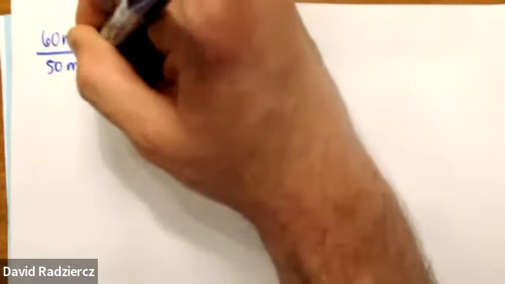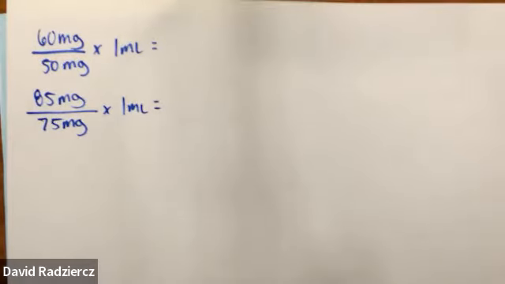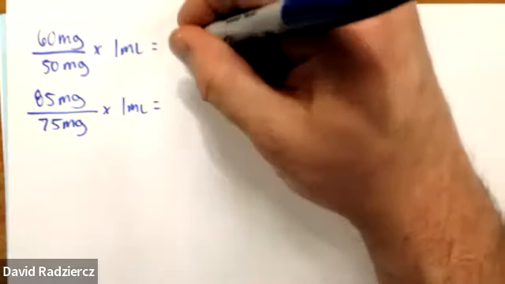And what I have available for Visceral is 50 milligrams. And the quantity is a milliliter. For the Mepperdine, the order is 85 milligrams. The available is 75 milligrams, and then the quantity is the 1 milliliter. So I'm going to do 60 divided by 50 times 1 gives me 1.2 milliliters.